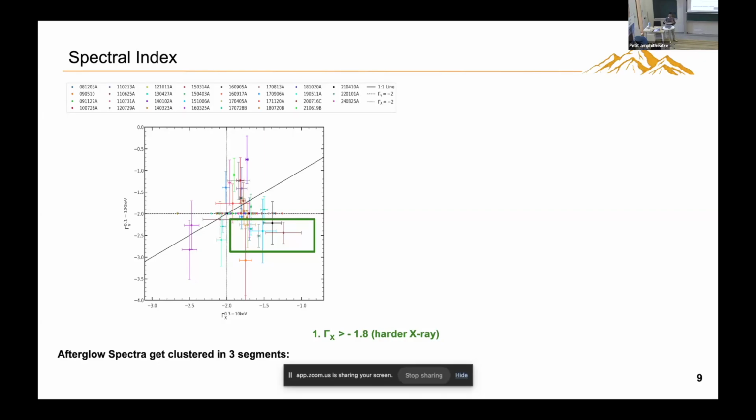What does this hard X-ray mean? In the given energy range 0.3 to 10 keV, you have more harder X-ray photons. For these harder X-ray photons, the GeV emission is softer. This is what the typical spectra look like for these kinds of photon index populations.